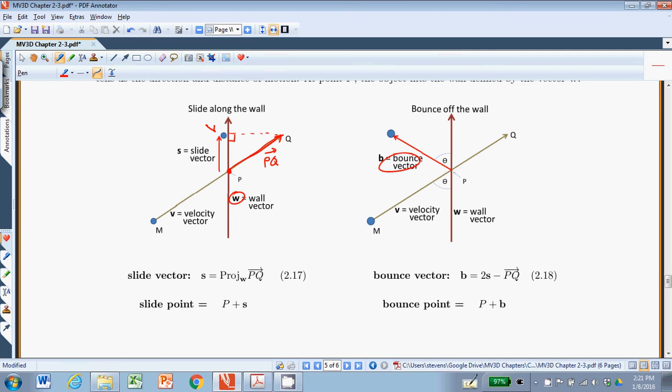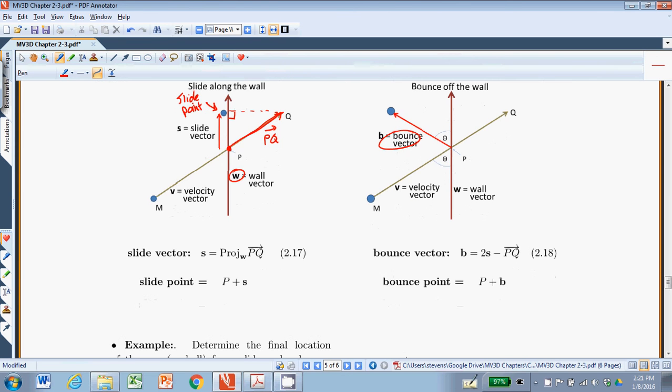But now in order to get this final slide point, I actually have to do an inconsistent addition. This is a point P, and this is the slide vector S. If I take this point and add it to this vector and treat it like a point, that will result in the final position of the ball or the character with a slide response.